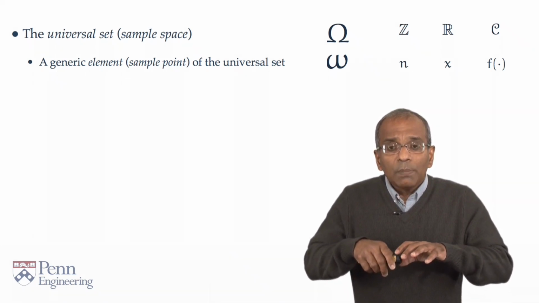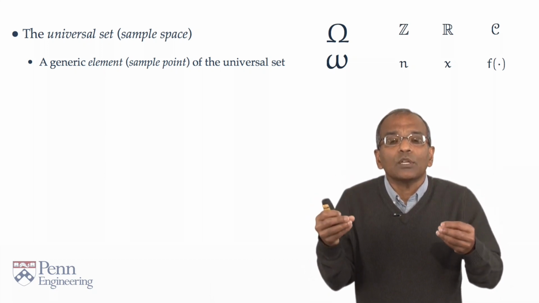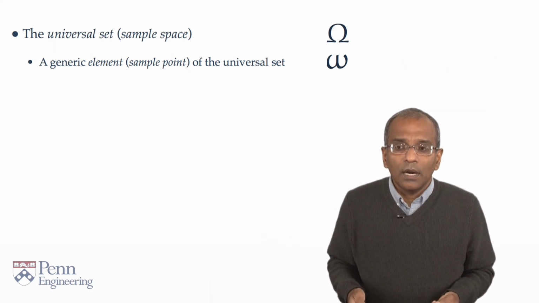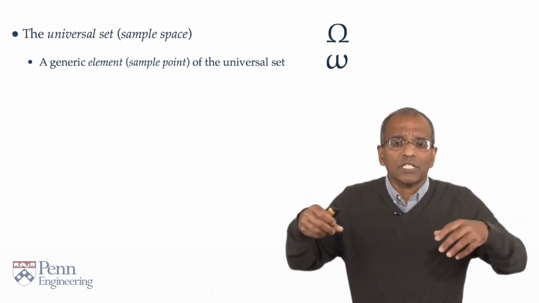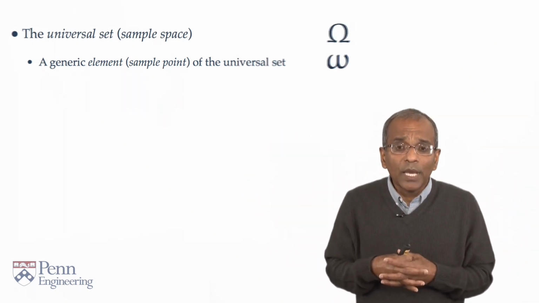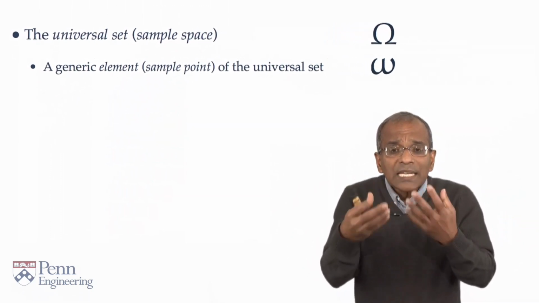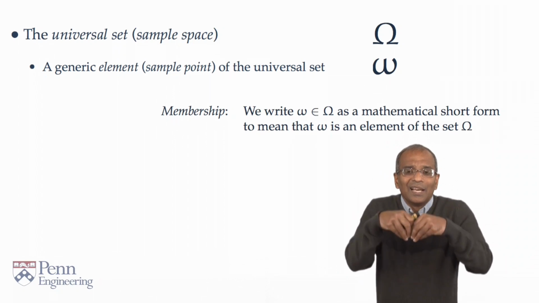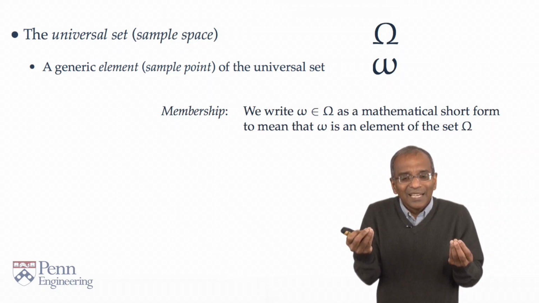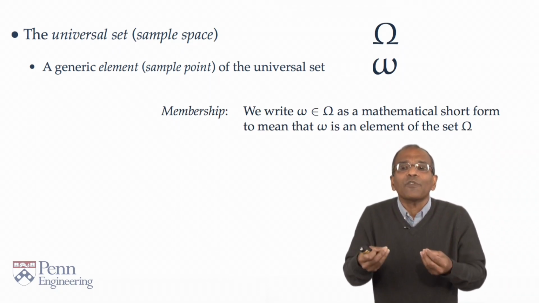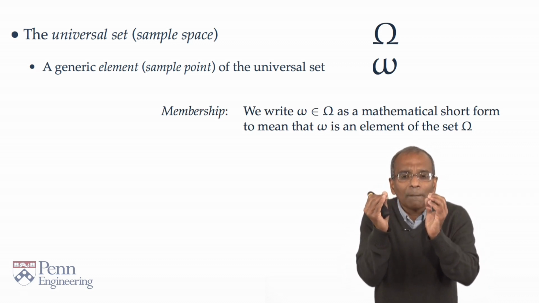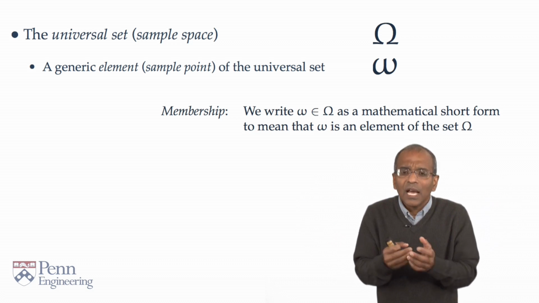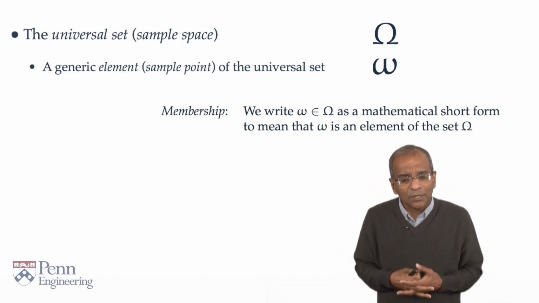Now, it'll be convenient to have a short mathematical notation to say this is an element of this set. So let's say we're dealing with a universal set, an abstract set, uppercase omega. We will indicate membership of uppercase omega by saying an element, little omega, is an element of uppercase omega, and we have a short mathematical notation meaning all of that. And we will consistently use this standard notation.